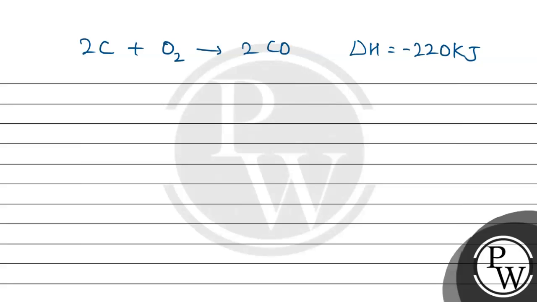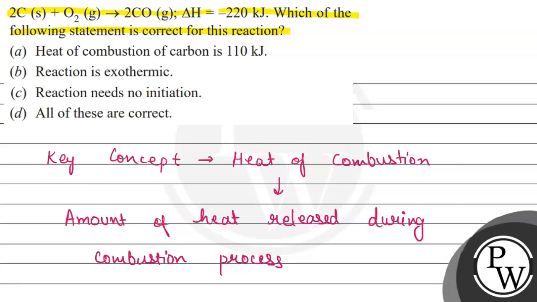And जो heat release हुई है this negative sign shows कि heat release हुई है. And अगर हमारे reaction में heat release होती है that kind of reaction is the exothermic reaction. ये हमारे पास एक exothermic reaction है. And now we have to see the following options because हमें options में से correct statement choose करना है.